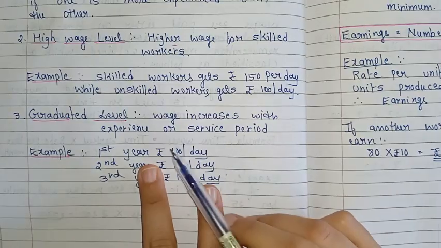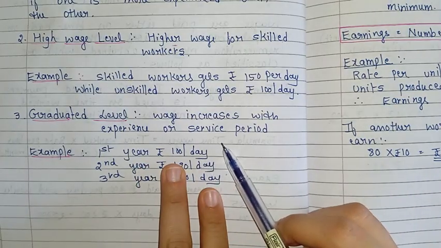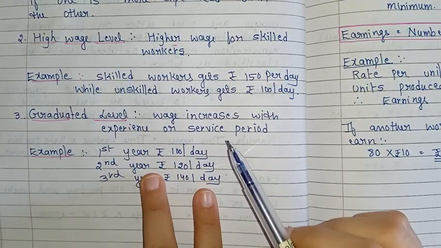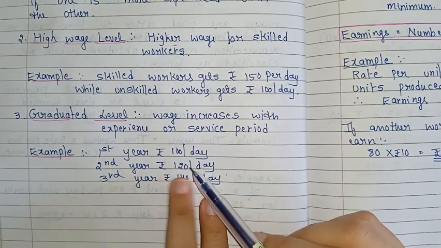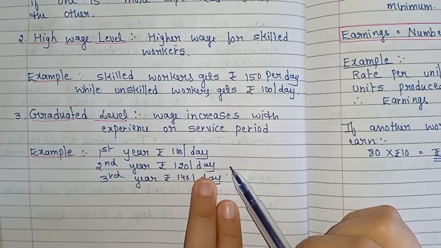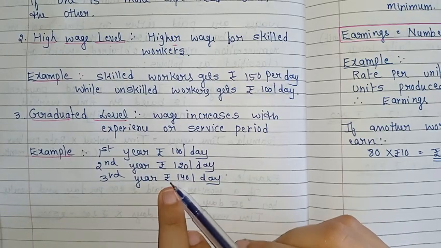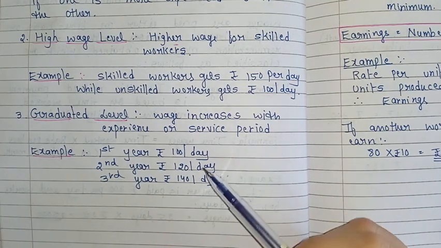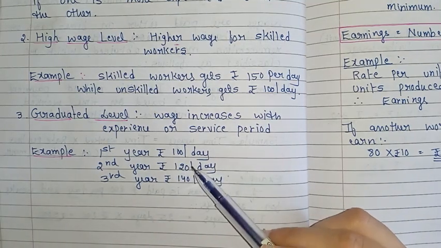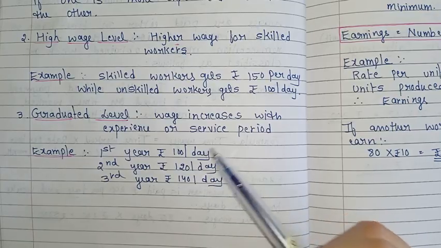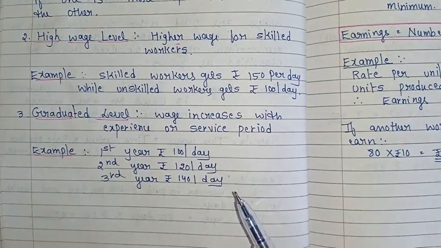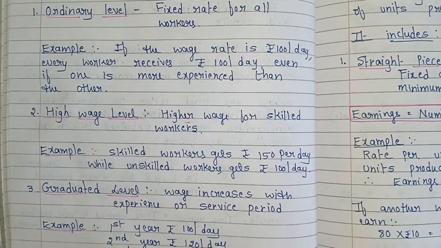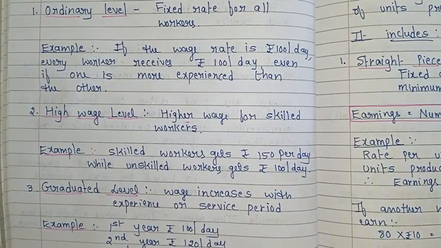For example, first year rupees 100 per day, and second year, now he is having 1 year of experience, so in the second year he will get rupees 120 per day. And in the third year he will get rupees 140 per day because his experience is increasing, right? So that is what graduated level. So these are the types of time wages, that is ordinary level, high wage level and graduated level.